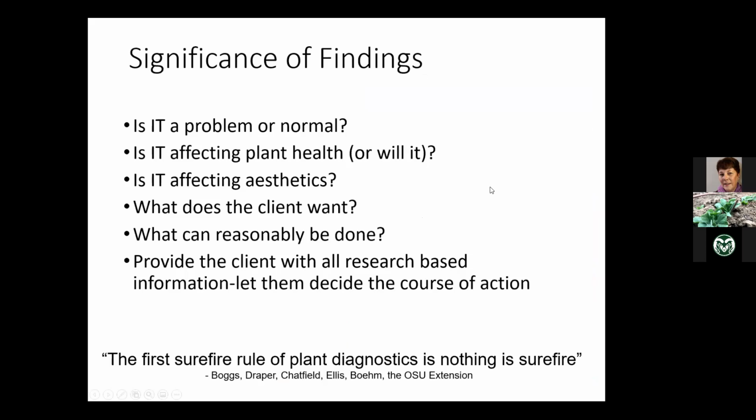So when we look at our findings, is it a problem or is it normal? Is it affecting plant health or will it? Is it affecting aesthetics? We also have to think about, what does the client want? What can reasonably be done? And then we give them all the research-based information and let the client decide the course of action.